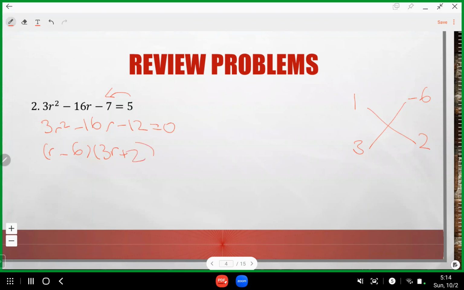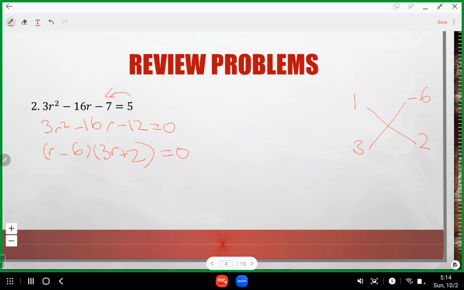All right, so let's check. So we have 3r squared minus 18r plus 2r. Yep. Okay, it works. All right, now that we've gone through the hardest part, which is really just factoring, right? So make sure you know how to factor. Okay, Kaylee, what is our next step?